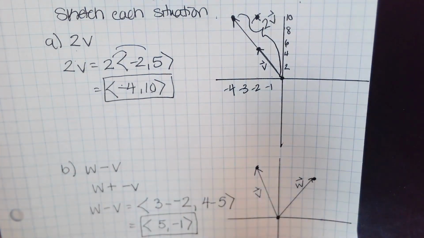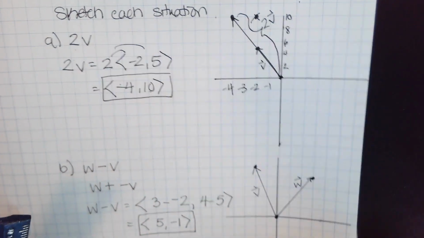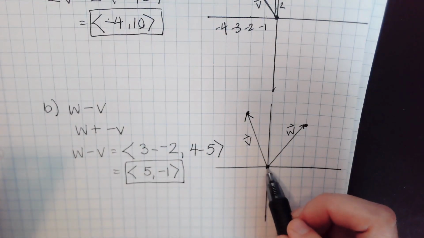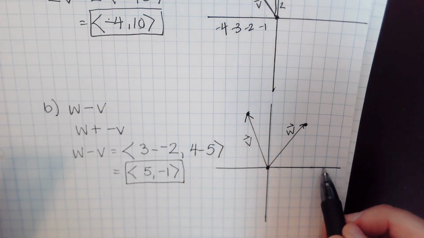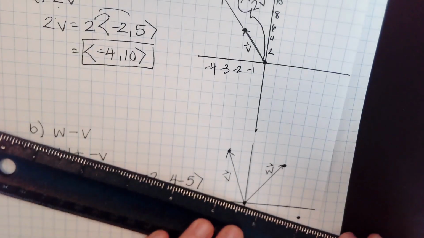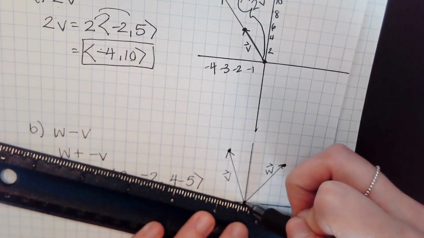Now our new vector, when we do W minus V, is (5, -1). Again, it's in component form, so initial point (0, 0), then 1, 2, 3, 4, 5, -1. That should be my W minus V.